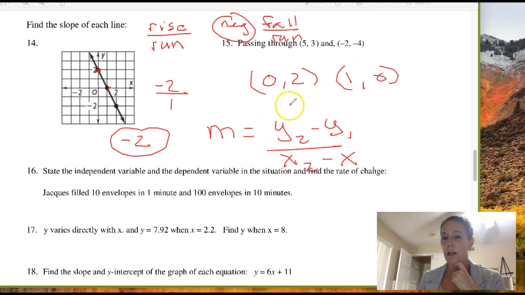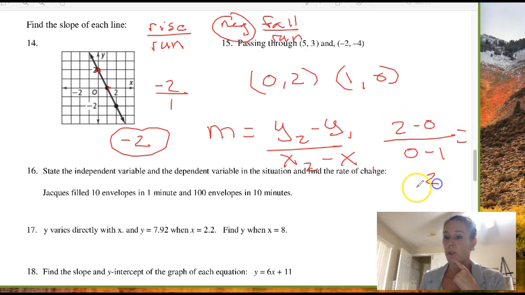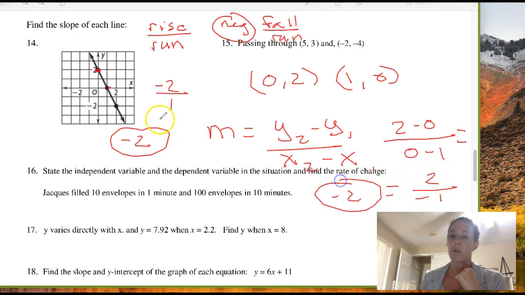And do the formula on it. y minus y, so 2 minus 0, over x minus x, 0 minus 1. Well, 2 minus 0 is 2. 0 minus 1 is negative 1. 2 divided by negative 1 is negative 2. So either way you want to do it.